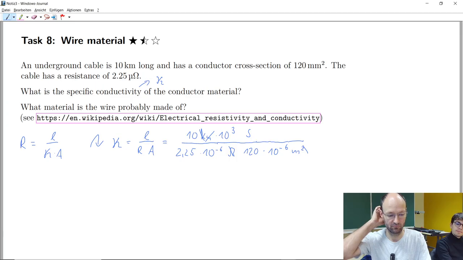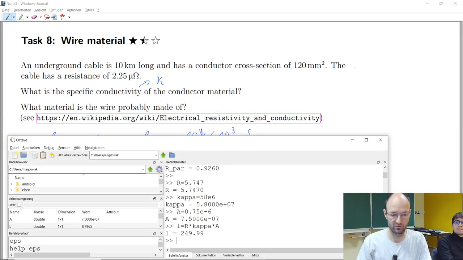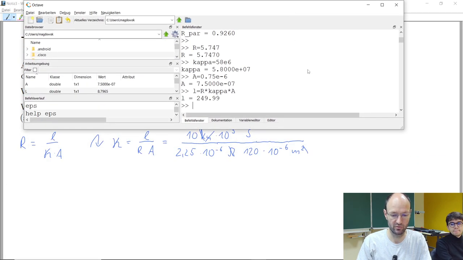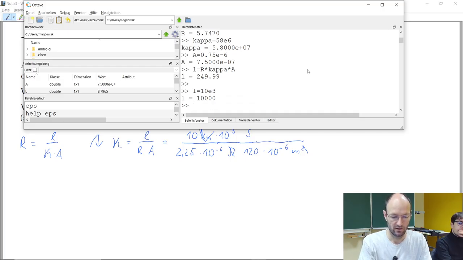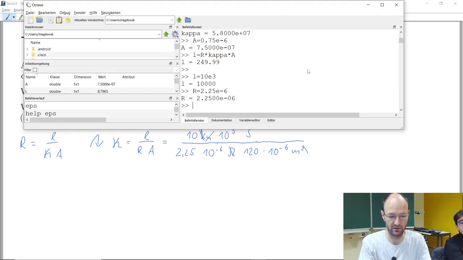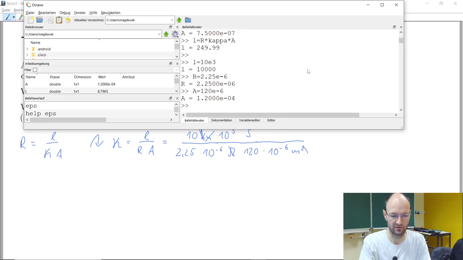So for the remaining number calculation, I will once again use Octave and maybe move this to the top here a little bit. So the length is 10 kilometers, so 10 to the power of 3, or 10 times 10 to the power of 3, better like this. So 10,000 meters, as you can see, the resistance is 2.25 micro, and the cross-section area is 120 times 10 to the power of minus 6. And so then the kappa that we should get is length divided by resistance divided by area. And this does not make too much sense.